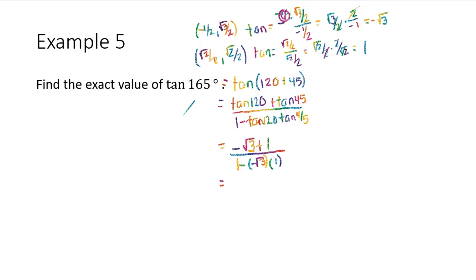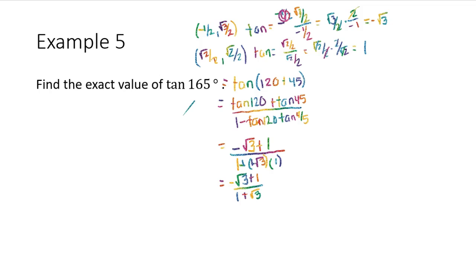Let's clean this up a little bit. We've got negative square root of 3 plus 1 divided by 1 plus the square root of 3, because these two negatives are going to cancel out, and the square root of 3 times 1 is going to give me the square root of 3. Alright, now we need to rationalize the denominator.